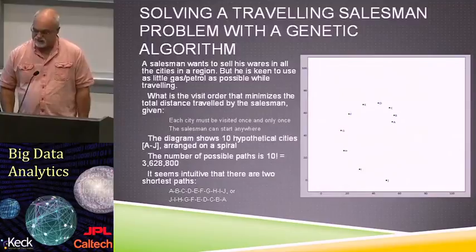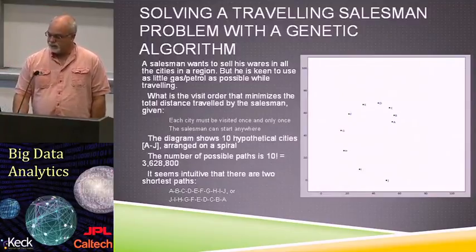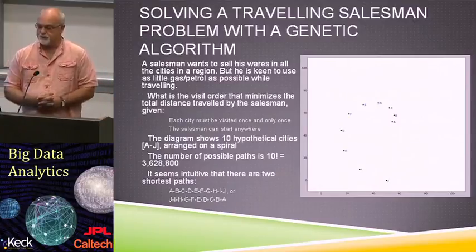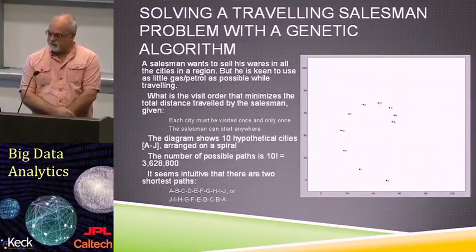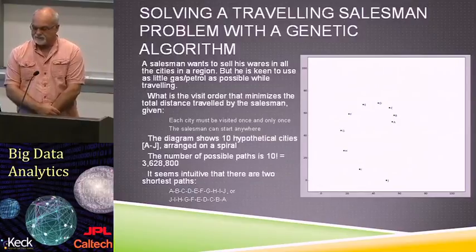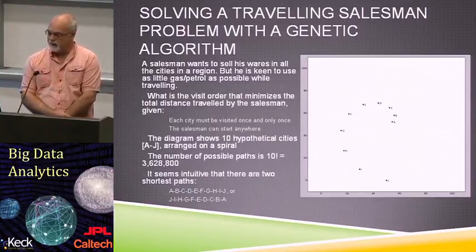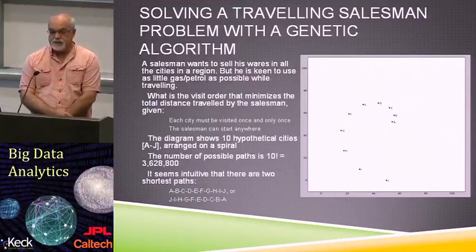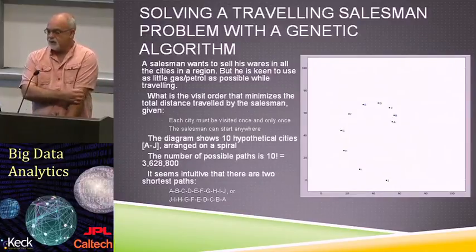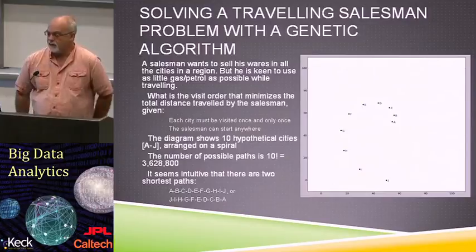So let's look at this travelling salesman problem in a little bit more detail. The salesman wants to sell his wares in all the cities in a region. If you look at the diagram on the right, there's a set of cities there which are rather artificially placed in a spiral orientation. And you can see the cities are labelled A through J. The salesman wants to minimise the amount of time he spends on the road, and so he tries to find the shortest path between those cities, and what order he needs to travel that path in.